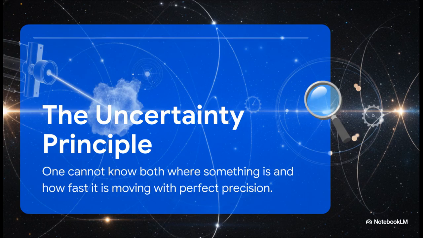What it says is that there's a fundamental trade-off baked into the universe. You can know exactly where something is, or you can know exactly how fast it's moving, but you can never, ever know both of those things perfectly at the same time.